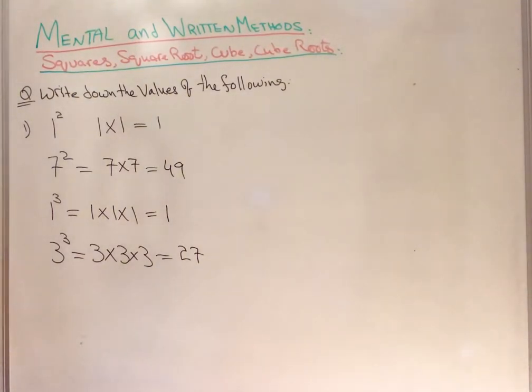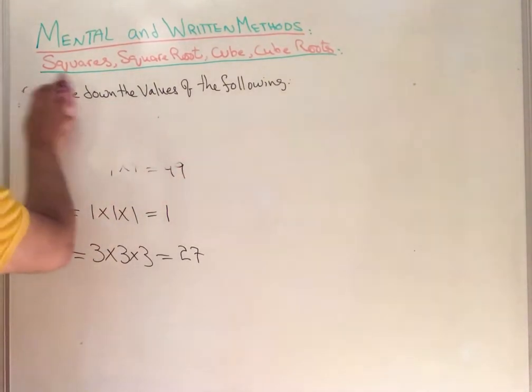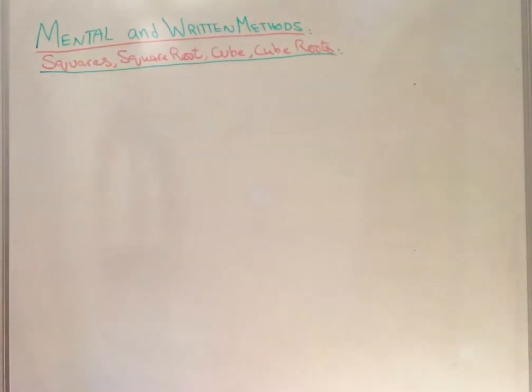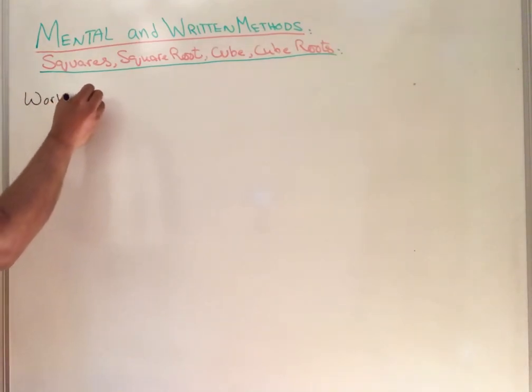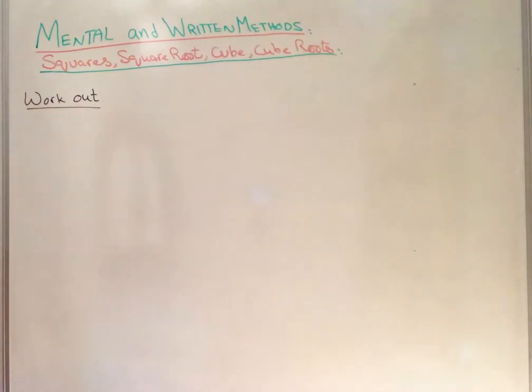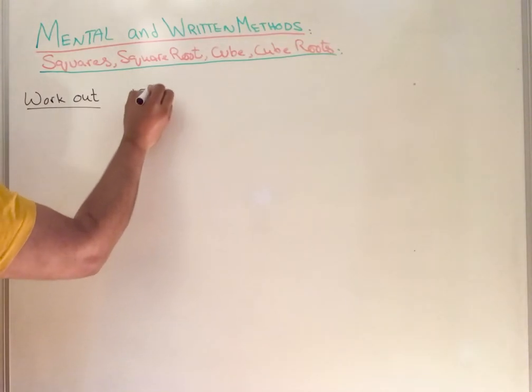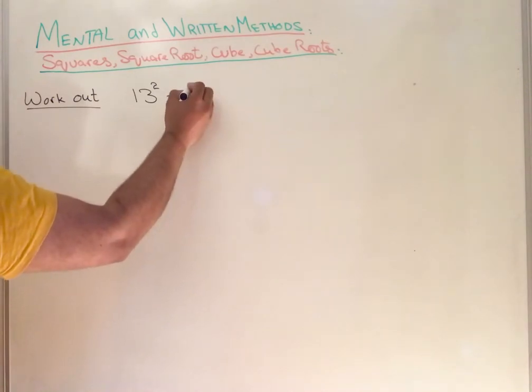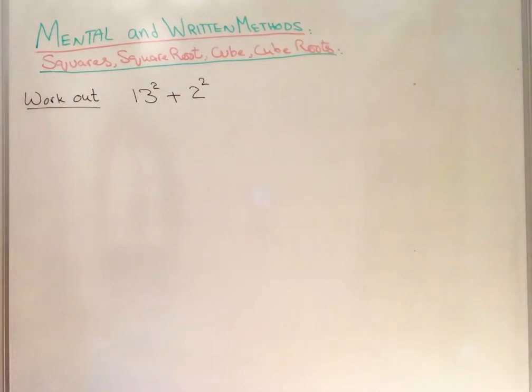Now how can we describe these values? So let's give more examples. They said work out 13 squared add 2 squared. We need to work out 13 squared add 2 squared.